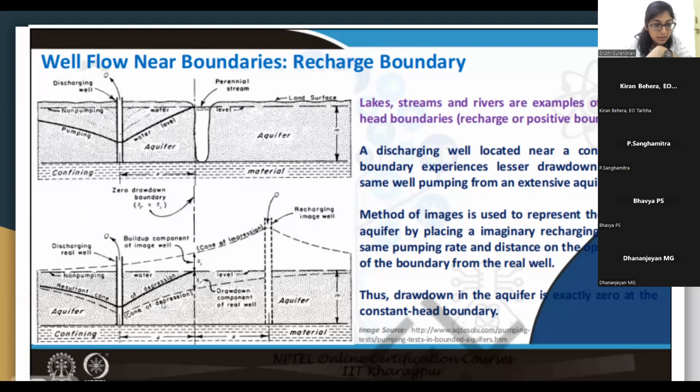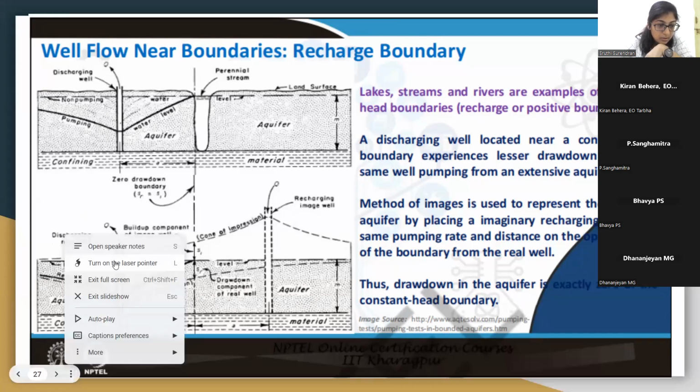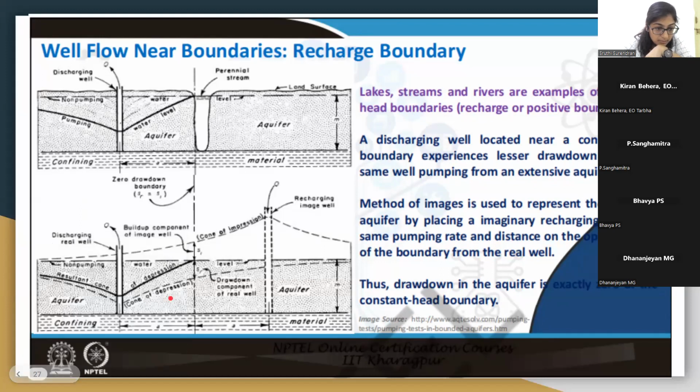If you see here, I think I'll have to put the laser on. The cone of depression is given here. Actually, the cone of depression has to follow this profile. But since there's a recharge constant head boundary condition over here, the water level is going to meet the head of the river, which makes it difficult to compute the actual drawdown of this well.